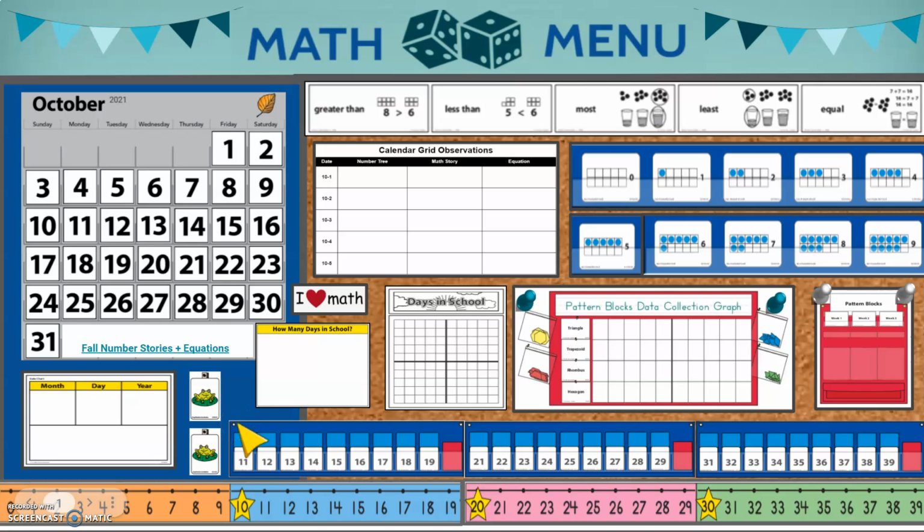Hello, everyone. Today is Monday, October 4th. I am so excited to work with you with our new calendar for the month of October. Let's find out what's on today's card.